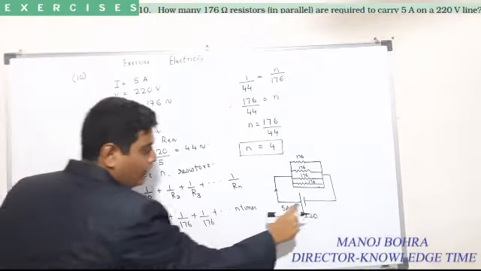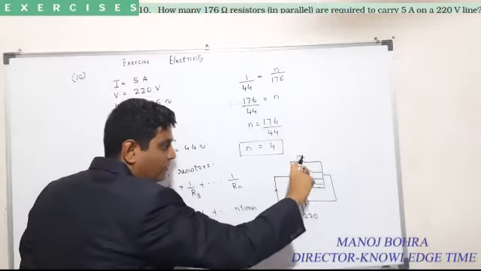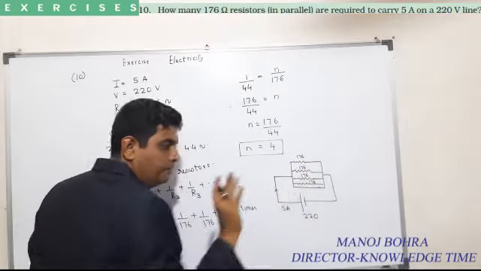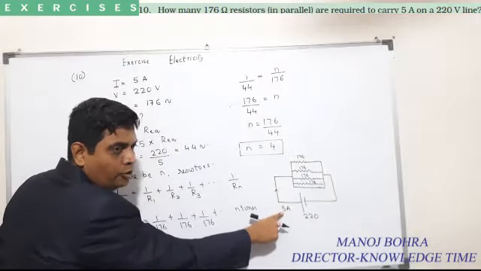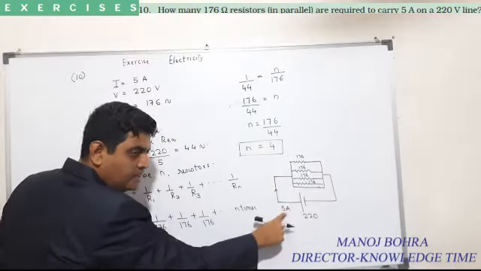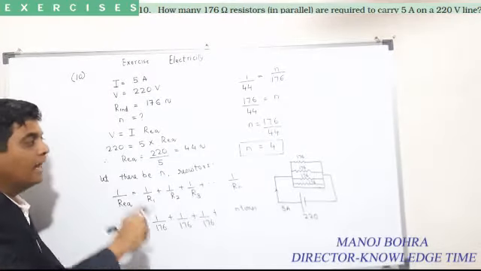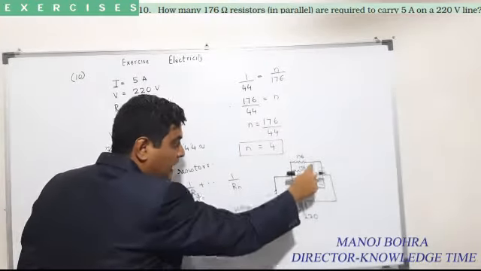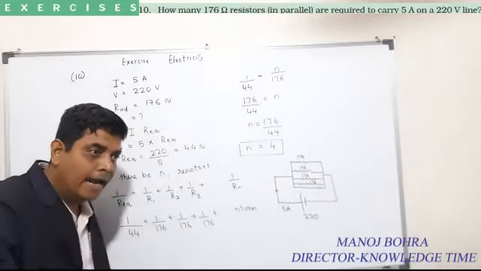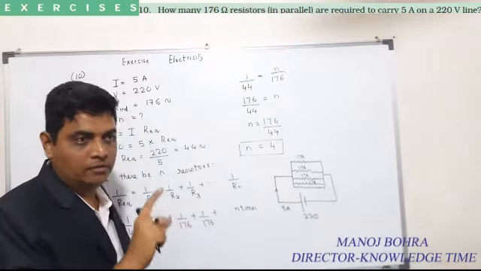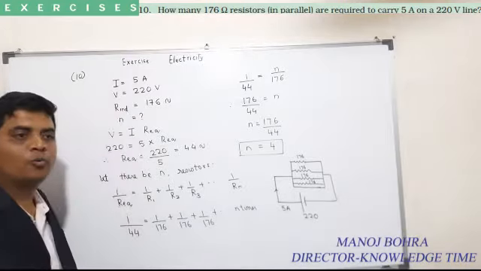Try to understand the diagram. Voltage is 220 volt, current is 5 ampere, and these 176 ohm resistors are to be connected in parallel. So this is the V I am going to use, and this is the I I am going to use. When I use this V and this I, I will get R equivalent. Using that, I have to find out how many such resistors of 176 ohm I should connect so that I get that R equivalent, which will give me a current of 5 ampere across a voltage of 220 volts.